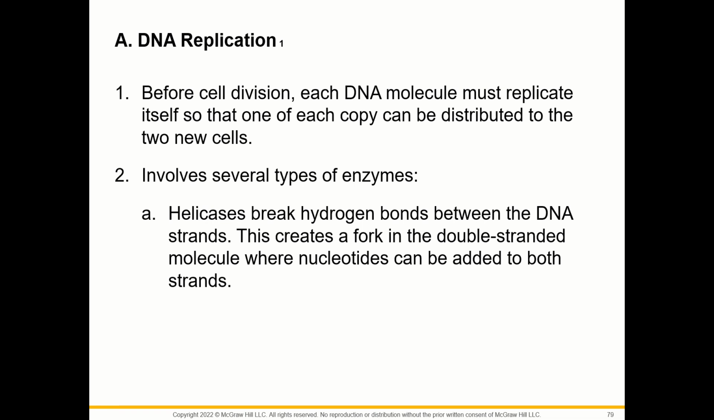So let's go on. DNA replication involves several types of enzymes. Helicases break hydrogen bonds between the DNA strands. So helicases, it's a double helix, right? The DNA. ASE means enzyme, so the helicases break the double helix, and this creates a fork in the double-stranded molecule where nucleotides can be added to both ends.